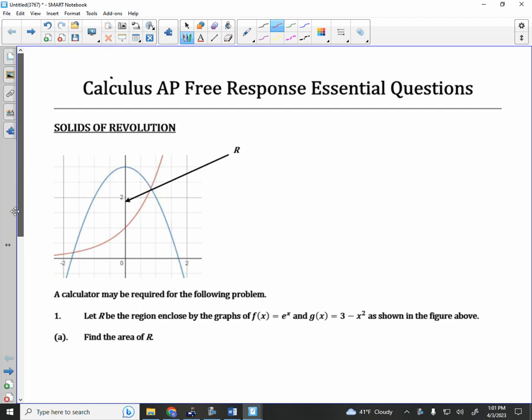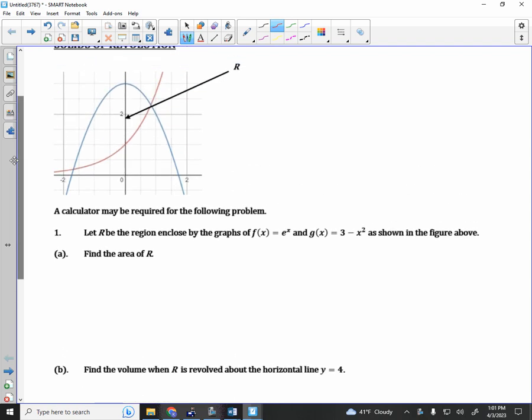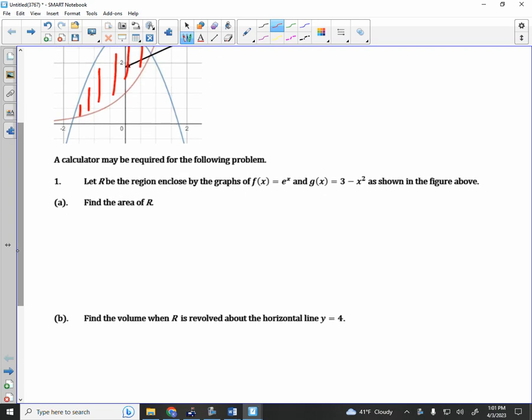It says solids of revolution. Let's start with the very first part. It says let R be the region enclosed by the graphs f of x is e to the x and g of x is 3 minus x squared, as shown above. We'll call this region that I'm shading in R. The first question is find the area of R.